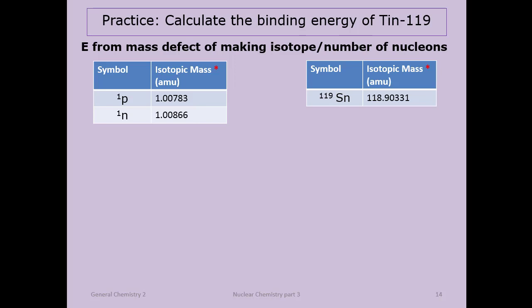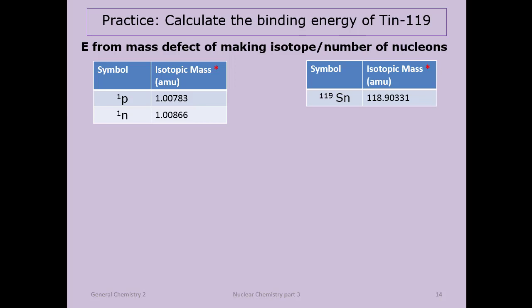Again, what I'd like for you to do is figure out the binding energy in tin-119. That was something that we had on our binding energy curve, so I'd like for you to do the calculation. Now again, remember that you will be given these isotopic masses. This isn't something you would know. You wouldn't know the isotopic mass of tin-119.